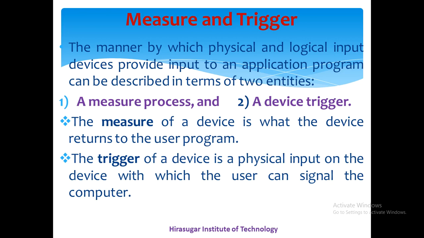What do we mean by measure? The measure of a device is what the device returns to the user program. A measure is nothing but data, meaning what data it returns to your program. When you use the keyboard as a locator device, what input does it give to your program? As I told you, a locator only gives x and y, and that too as integers, because pixels are integers. There are no floating point pixel values on a monitor. Always it gives integers. What type of data it gives, everything is the measure.